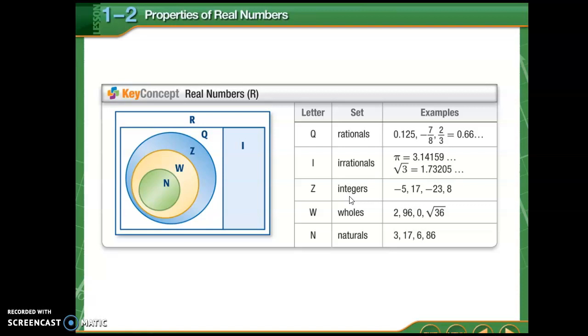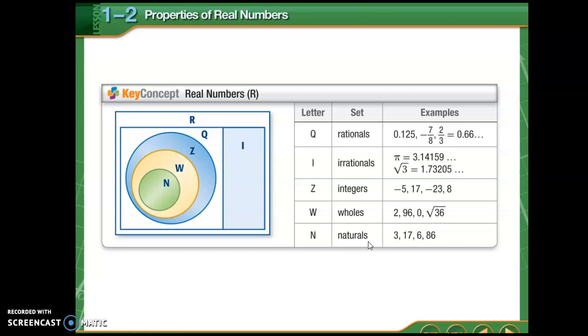Another is integers, whole numbers, and natural numbers. Integers are the numbers that you can find on the number line. You have the negative numbers and the positive numbers; those are the two kinds of integers. Whole numbers are, for example, 2, 96, 0, square root of 36. Why is that a whole number and not a rational? Because square root of 36 is 6. 36 is a perfect square.